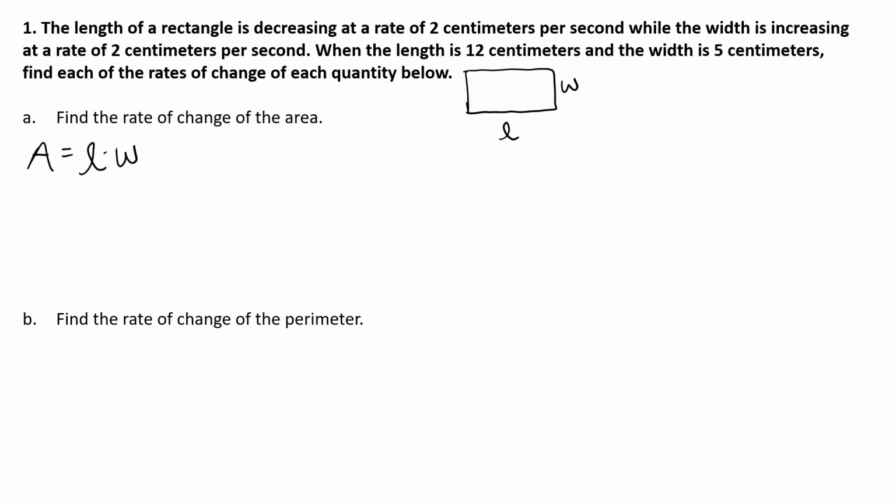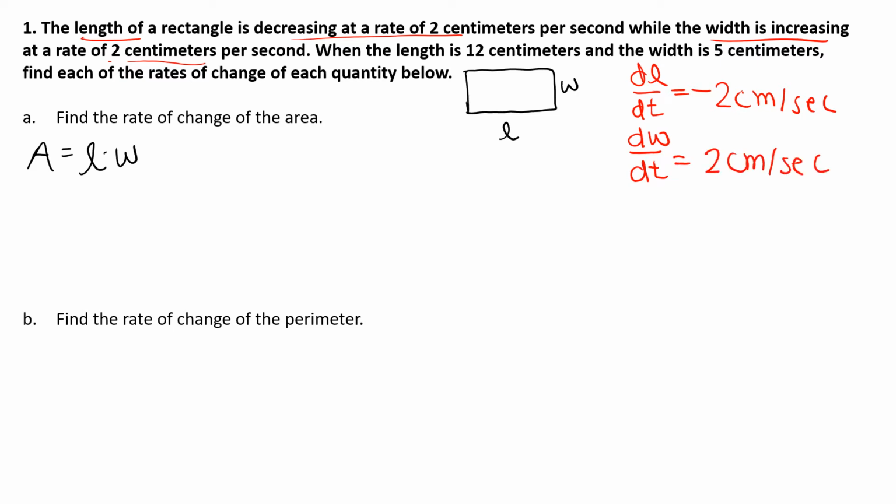Let's go ahead and list what we know from our problem. It says the length of a rectangle is decreasing at a rate of 2 centimeters per second. So the length is decreasing, so that's the rate of change of the length, dL/dt. And since it's decreasing, we can list it as negative 2 centimeters per second. While the width is increasing at a rate of 2 centimeters per second, so dW/dt equals 2 centimeters per second.